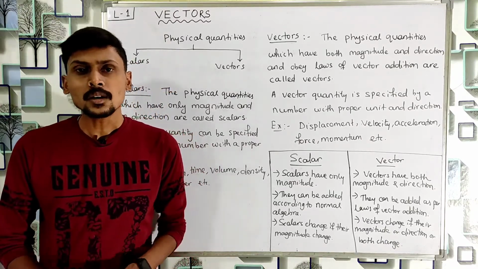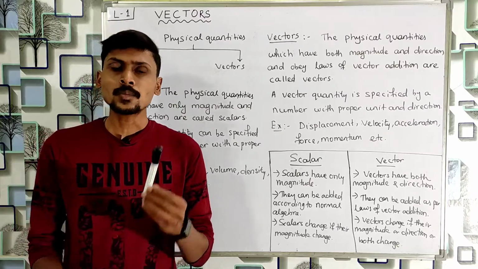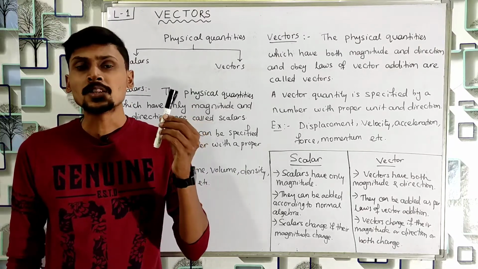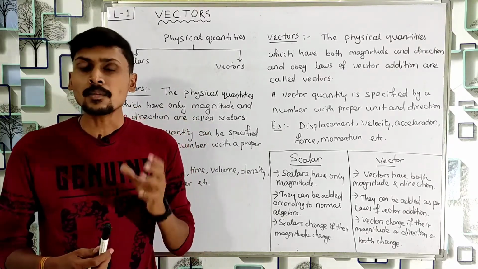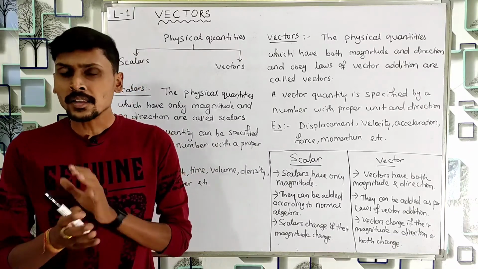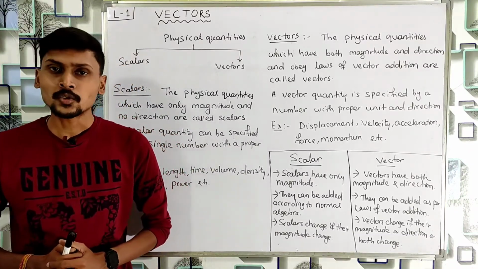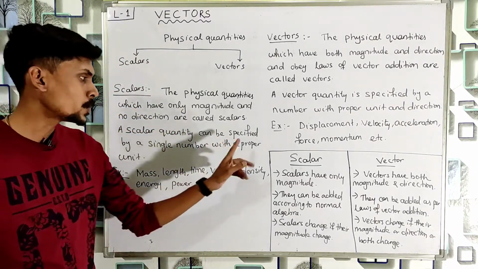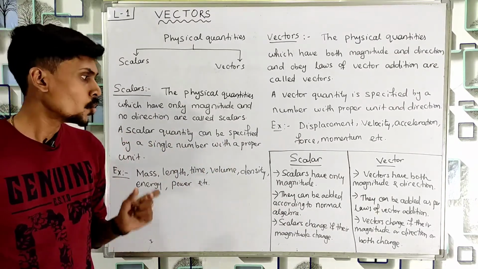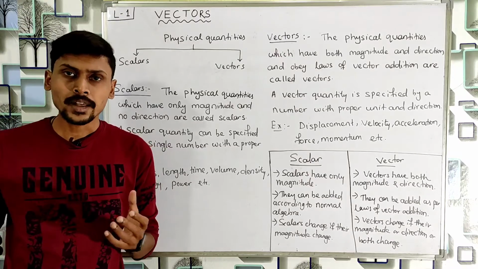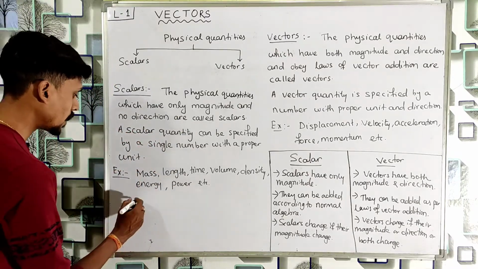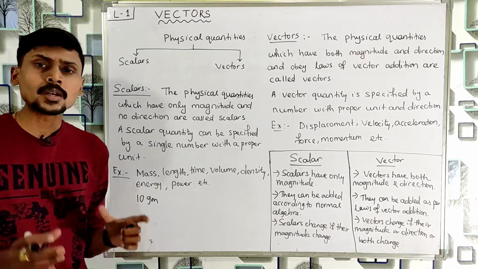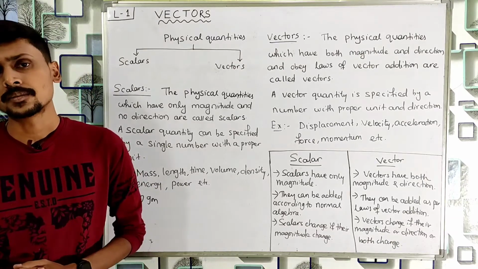If I ask you what is the mass of this pen, suppose the mass of this pen is 10 gram, then our answer will be the mass of the pen is 10 gram, and 10 gram is the magnitude. We are not assigning any kind of direction to mass. That's why mass is a scalar quantity. And a scalar quantity can be specified by a single number with a proper unit. For example, the mass of the pen is 10 gram. Then 10 is the number and gram is the proper unit to measure mass.